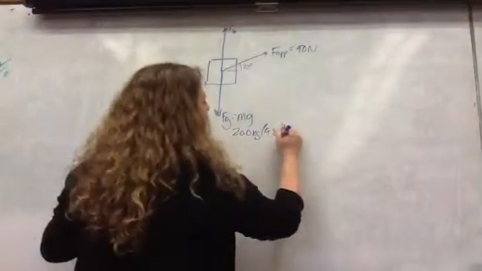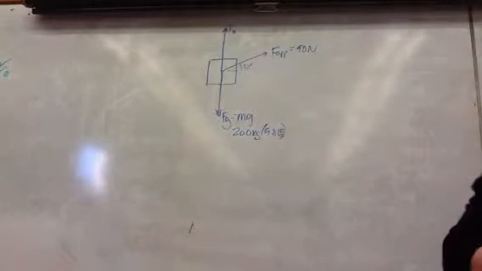This is sample 4D. We did sample 4C, we're going to do sample 4D also. The coefficient of kinetic friction between the bottom of the box and the sidewalk is 0.5. That's pretty high. That's rough sledding. Find the acceleration of the box.